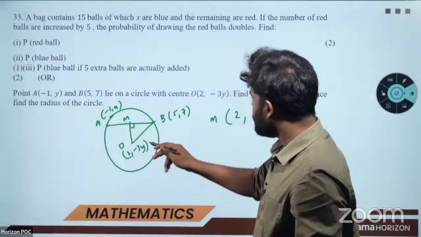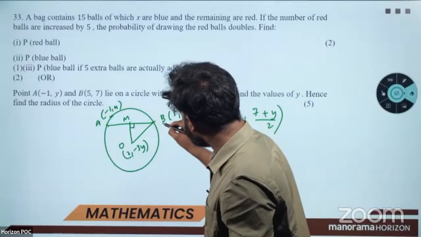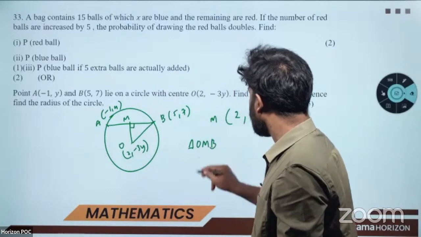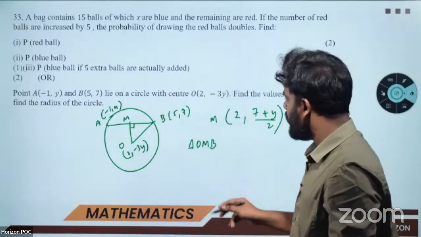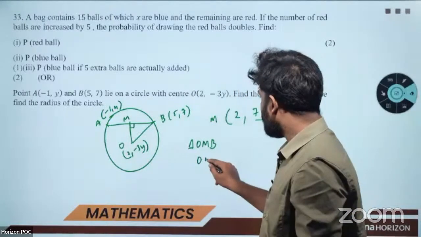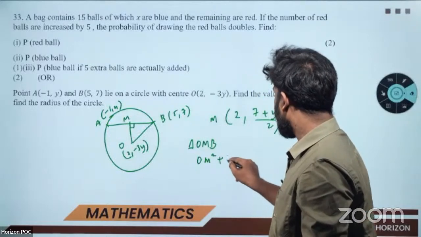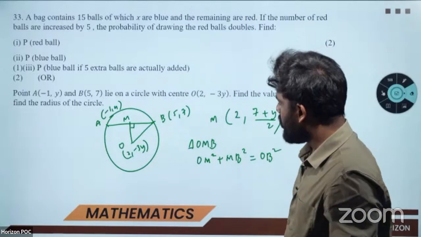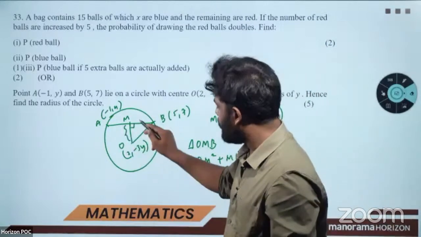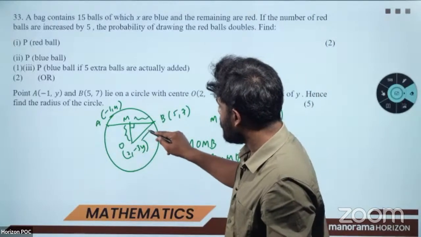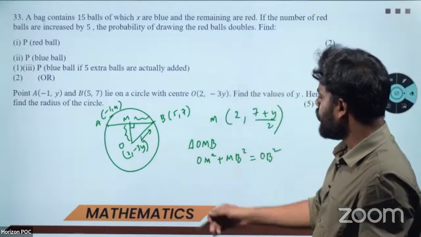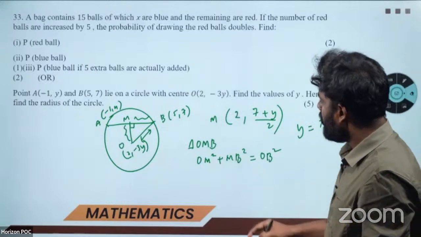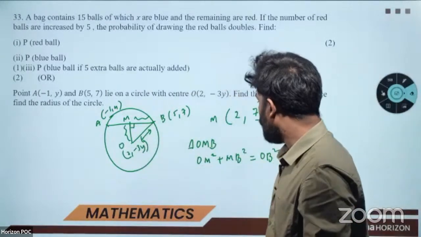So can you connect this and take it as a right angle triangle, triangle OMB? Yes, I can take that as a right angle triangle. In that right angle triangle, can you see OM square plus MB square is equal to what? OB square. Yes, because it is a right angle triangle, height square plus base square is equal to hypotenuse square. So when you do that, you will get the value of y there.